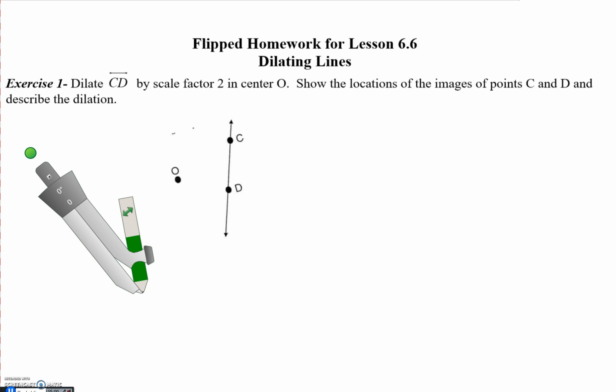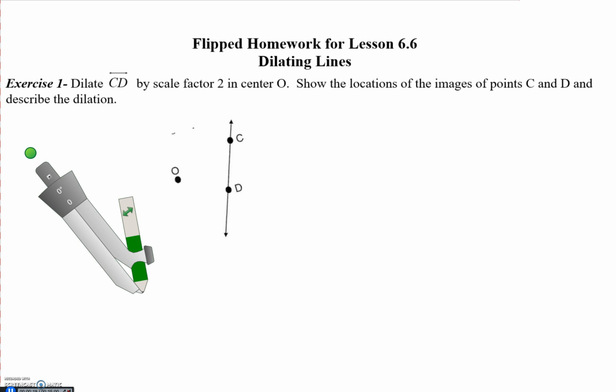Hey guys, so today we're going to look at dilating our lines. For the first exercise, it says dilate CD by a scale factor of 2 in center O. Show the locations of the images of points C and D and describe the dilation.